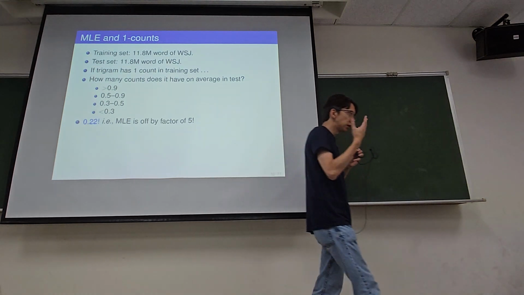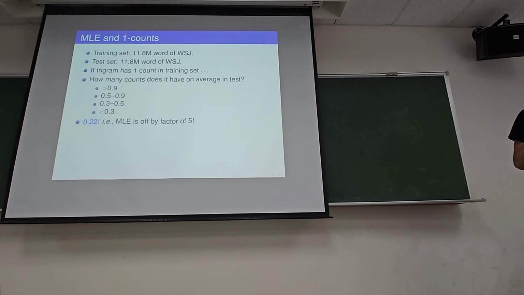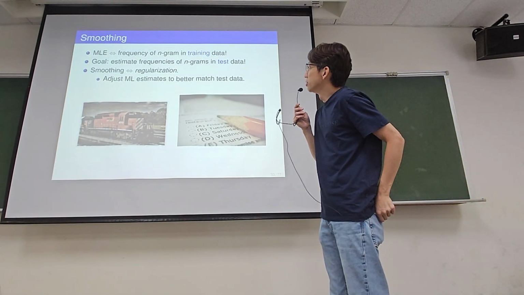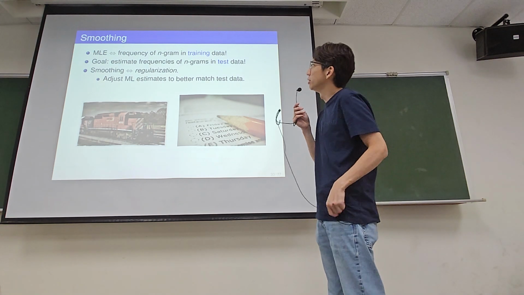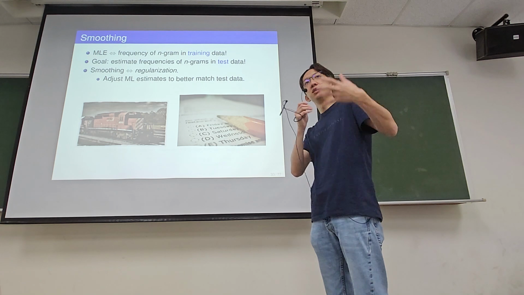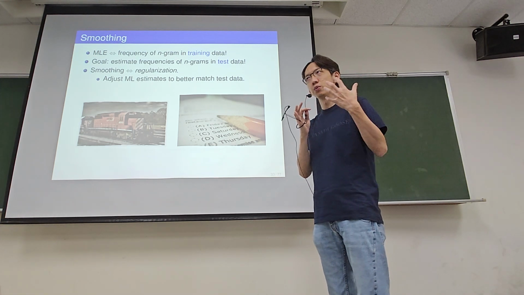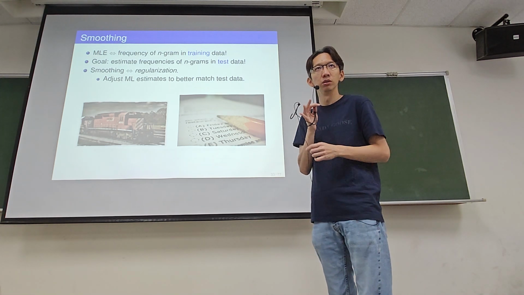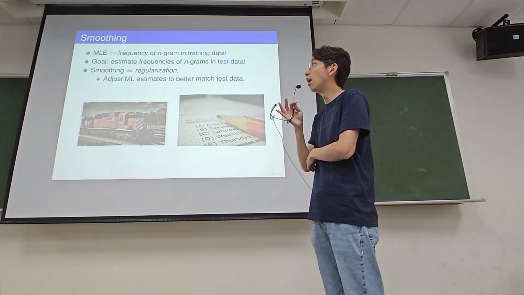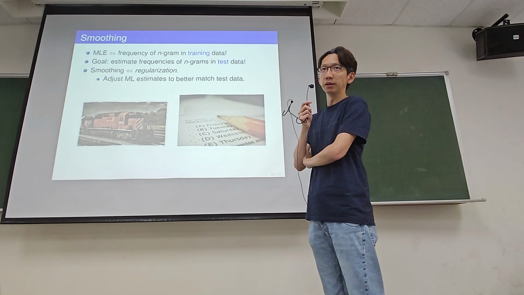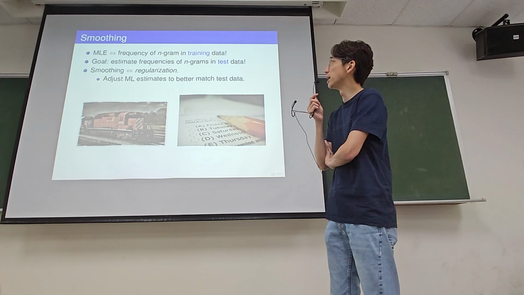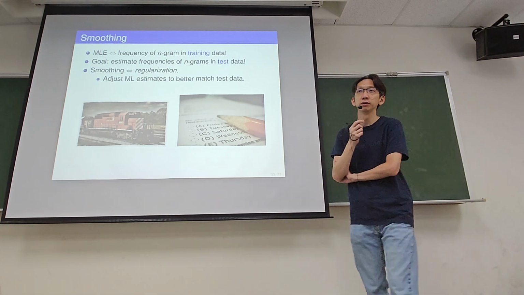So here people start putting in a trick. MLE is the frequency of the n-gram in the training set. The goal here is to estimate the frequency of the n-gram in the test set. Because there's a mismatch. The mismatch is that once you train, you take it out into the world and try to really test it, and the probability counts are actually quite off. So we call a set of techniques smoothing, or regularization. You're trying to adjust the MLE estimate to better match the test data.